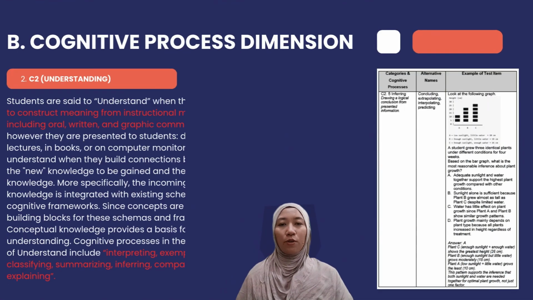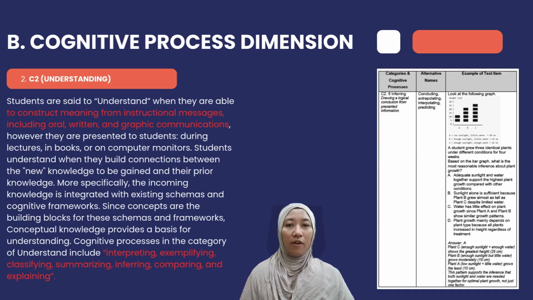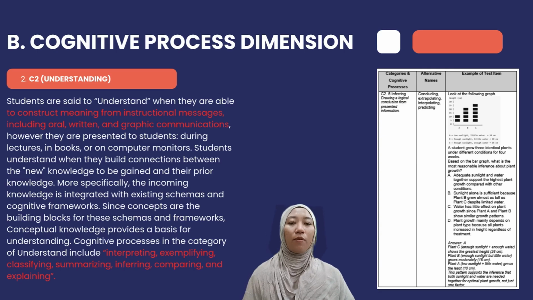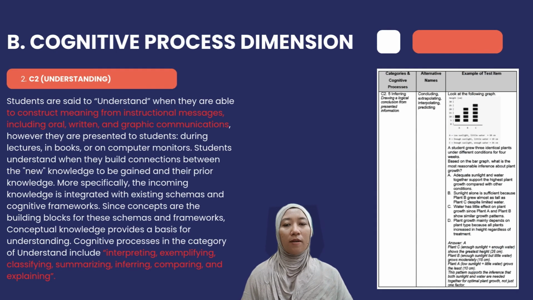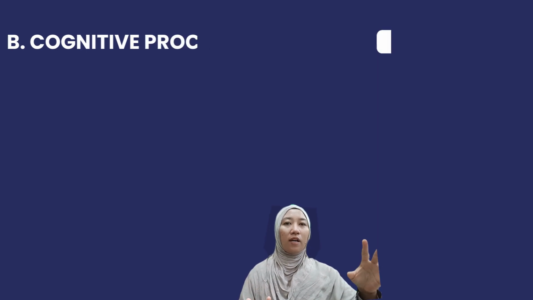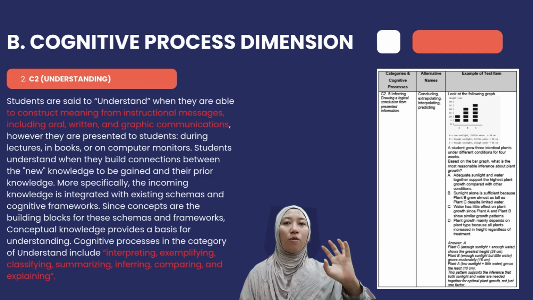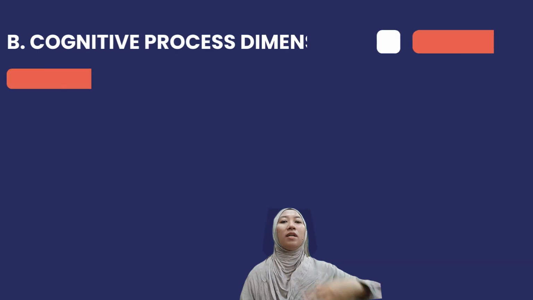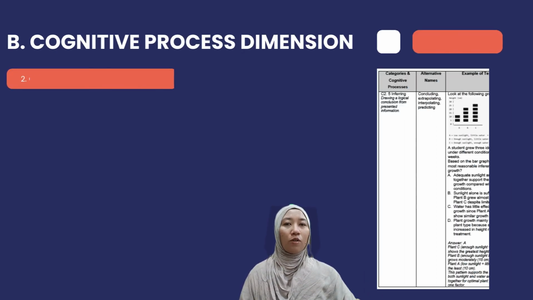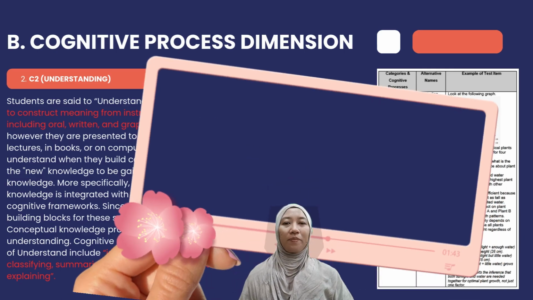Number 5 from C2, or understanding, is inferring. Inferring is drawing a logical conclusion from presented information. We can also use other terms, such as concluding, extrapolating, interpolating, or predicting. For example, in this test item, the teacher presents the data in a graph and then asks students to find out the meaning, or the inference, from the data. Students can draw a logical conclusion from the whole data.